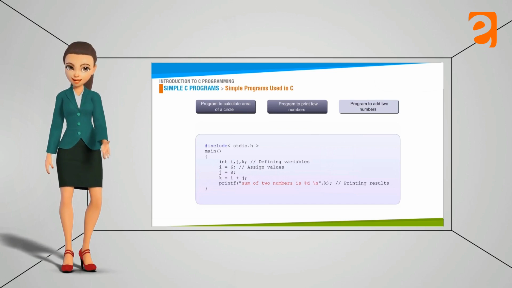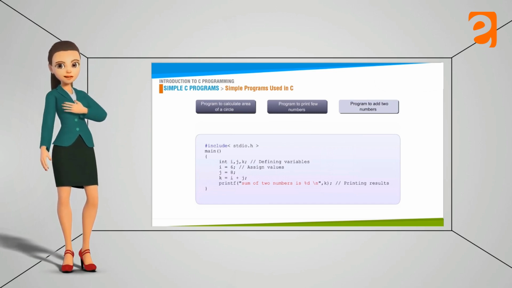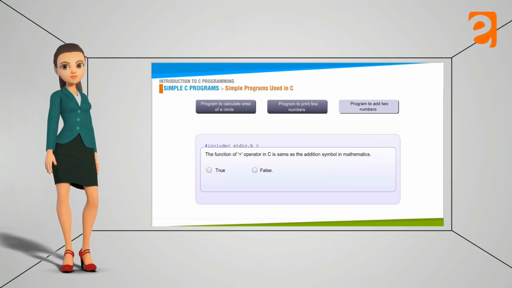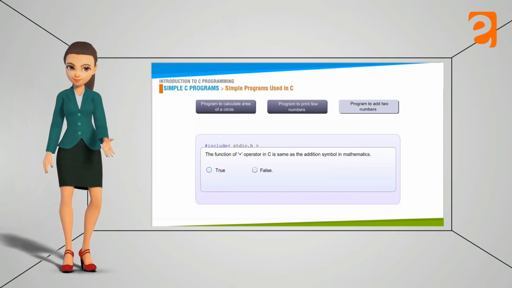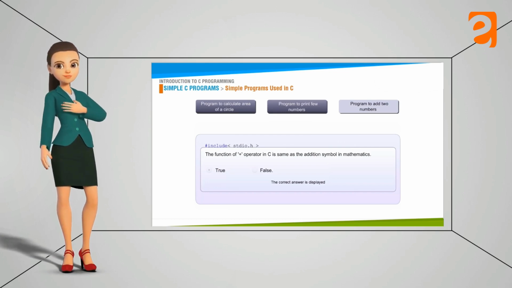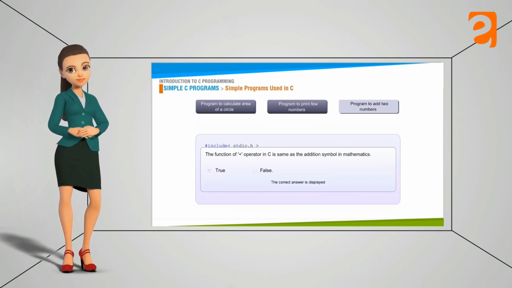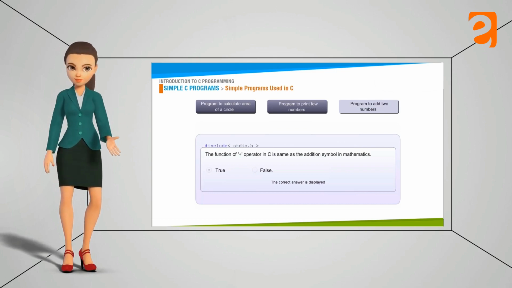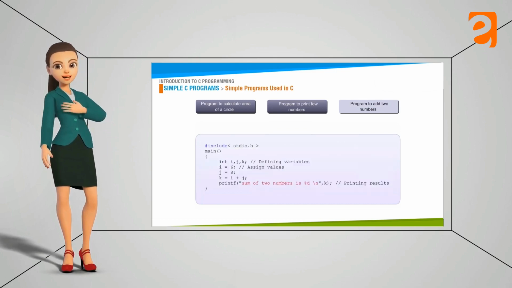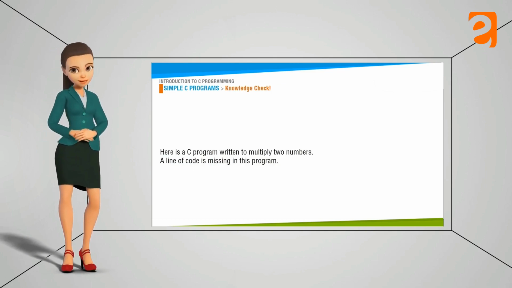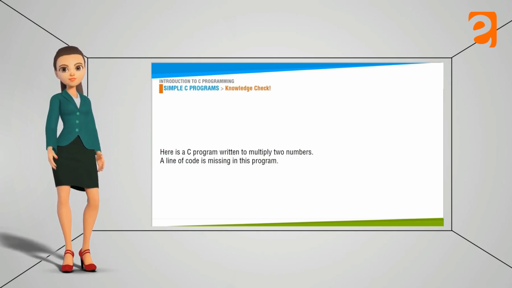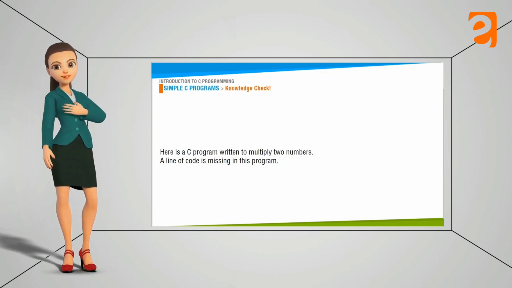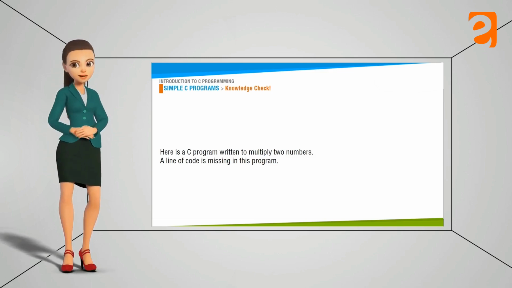Now, it's time to check your understanding. The function of the plus operator is the same as the addition symbol in mathematics. Is it true or false? Yes, it is true indeed. Now that you have gone through these three programs, let us look at a question. Here is a C program written to multiply two numbers. A line of code is missing in this program. Let us see what it is.